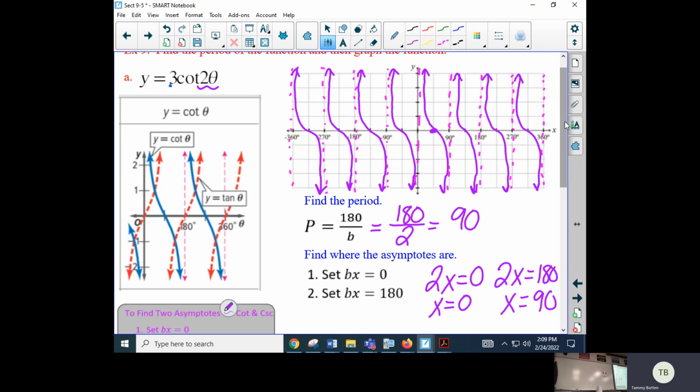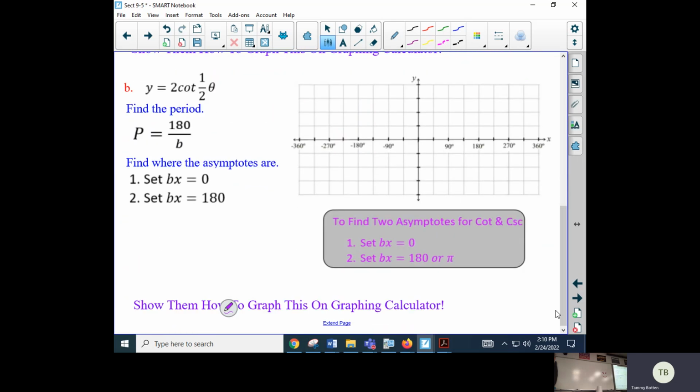Everybody good? Okay. Now if we look down here, notice, again, we have this 2 in front of the cotangent. Do I have to worry about that? No. But do you guys get that B is a half? So wouldn't this be 180 divided by a half, which is the same thing as 180 times 2, which is 360. So this time my period is going to be 360 degrees.